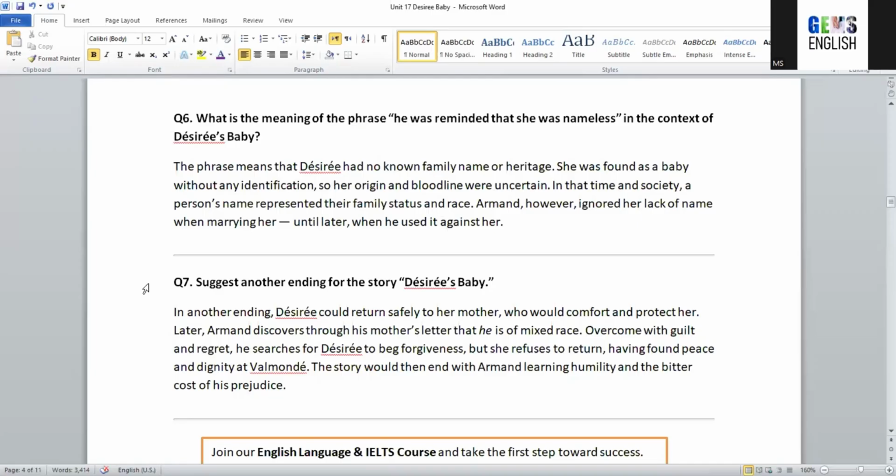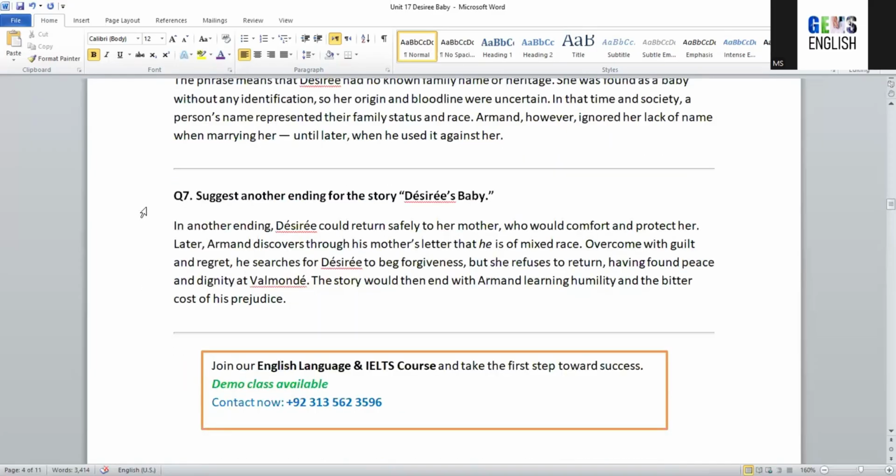Q7. Suggest another ending for the story, Desiree's Baby. In another ending, Desiree could return safely to her mother, who would comfort and protect her. Later, Armand discovers through his mother's letter that he is of mixed race. Overcome with guilt and regret, he searches for Desiree to beg forgiveness, but she refuses to return, having found peace and dignity at Valmont. The story would then end with Armand learning humility and the bitter cost of his prejudice.